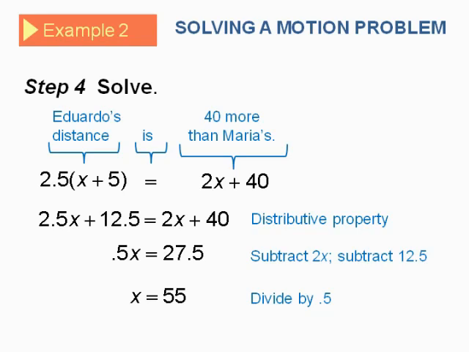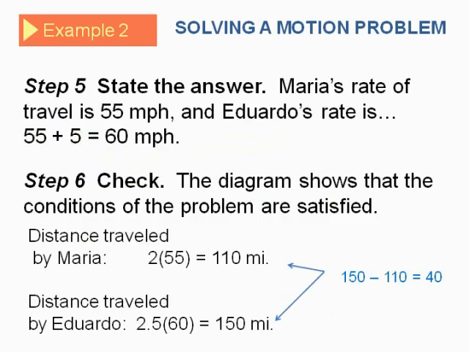And we'll go ahead and solve this, and when we solve by distributing here, we're going to have 2.5x, and 2.5 times 5 is 12.5 down here. Taking the letters left and the numbers right, if we subtract 2x from both sides of this equation, we're going to get 0.5x equals 27.5, so x would be 55 in this example. Maria's rate of travel is 55 miles an hour, and Eduardo, of course, who is 5 miles an hour faster than Maria, is 60 miles an hour.